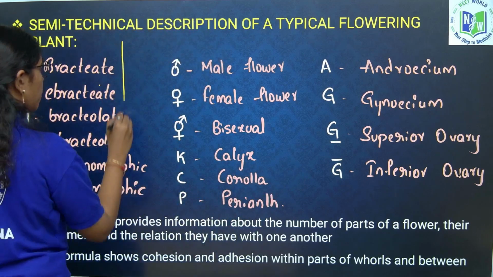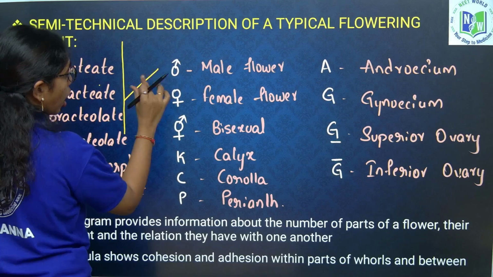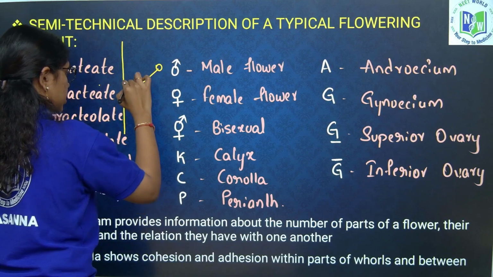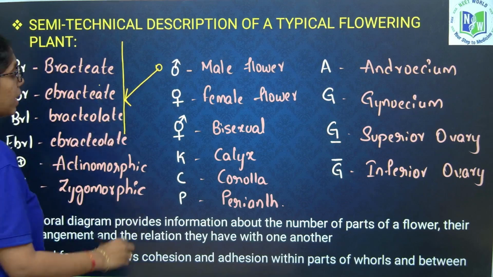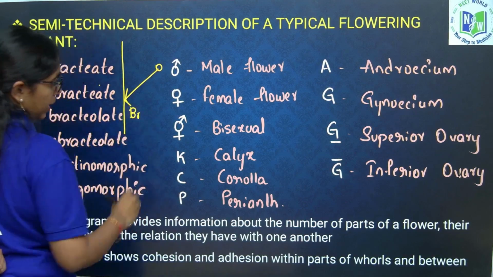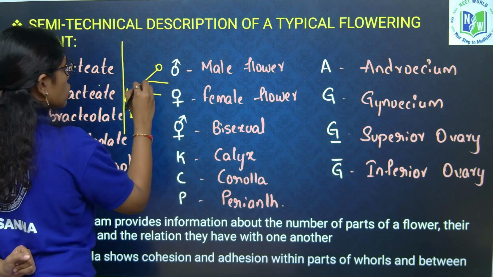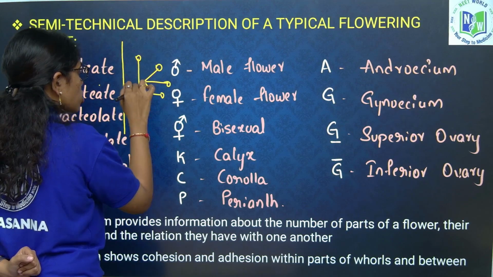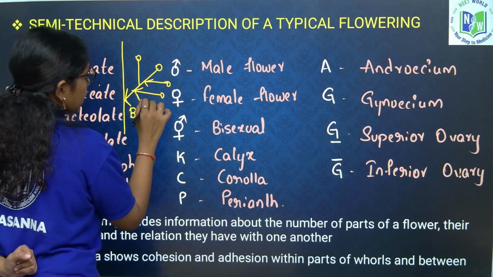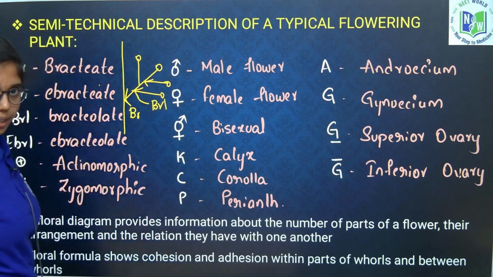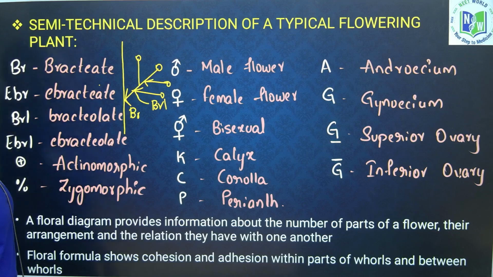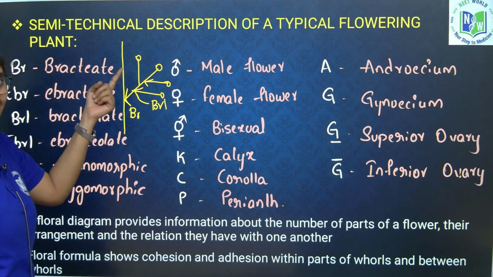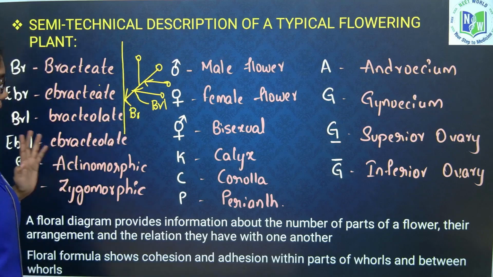From the main stem, the stalk holding a flower is called the pedicel. If scale-like structures are present at the pedicel, it is called bracteate. Many pedicels or branches arise from this main axis, and if these pedicels also have scale-like structures, they are called bracteolate. If they do not possess any bract, it is ebracteate. If they do not possess any bracteoles, it is ebracteolate.